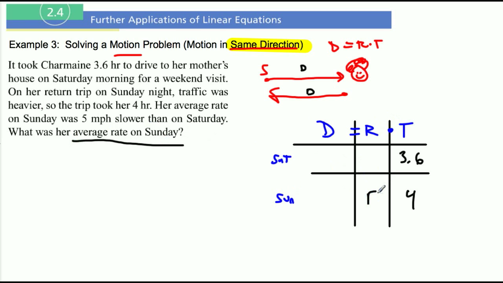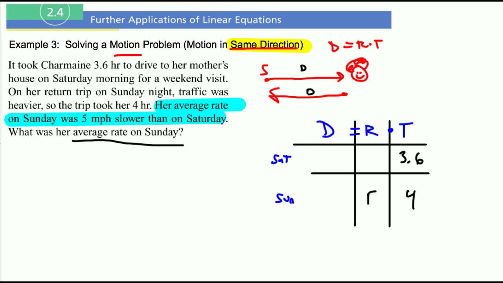I'm trying to solve for R. So now let's come back to this statement and see if we can make some sense of it. Her average rate on Sunday, so we're still talking about Sunday, was 5 miles per hour slower than on Saturday. So her rate when she traveled on Sunday is 5 miles an hour slower than on Saturday.